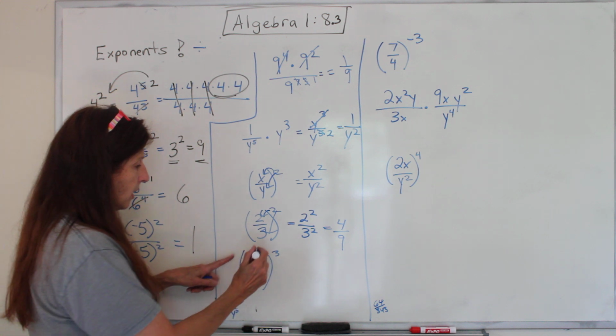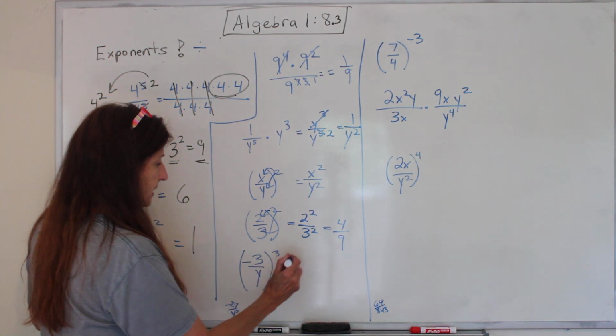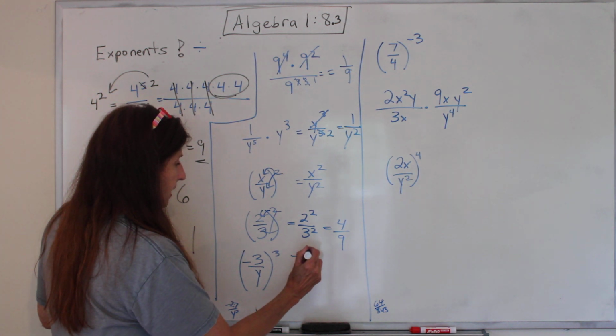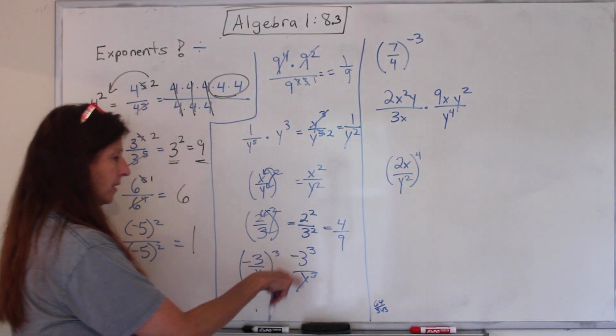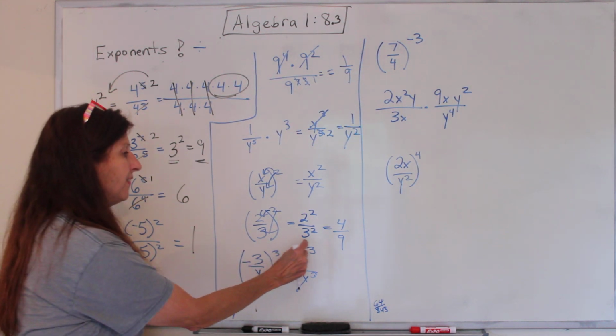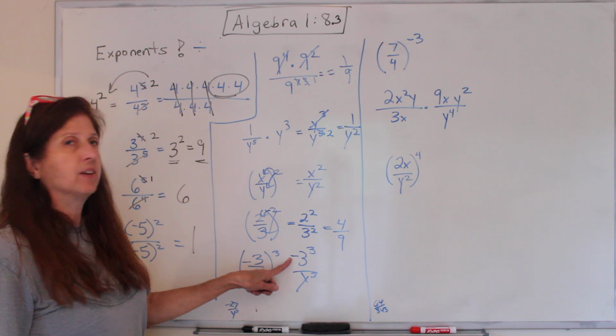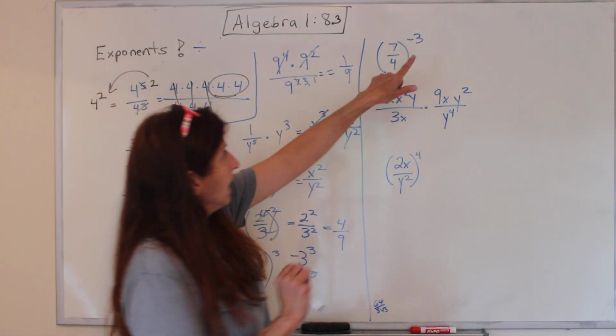All right, how about this one? Parentheses go for everything. So this is negative 3 to the 3rd power over y to the 3rd power. Now, does this go through the bar? No. Only if the exponent's negative. Don't get confused with the base being negative. That's the answer.